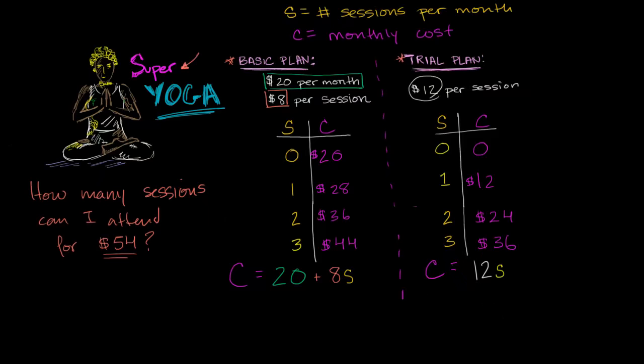Well, let's think about this a little bit. My cost now is going to be $54. $54 is C, my monthly cost. So 54 is going to be equal to $12 per session times the number of sessions. So now I've set up this equation. In order to answer this question, I just need to figure out what number of sessions satisfies it. Now this S is an unknown variable. What number of sessions times 12 is equal to 54?